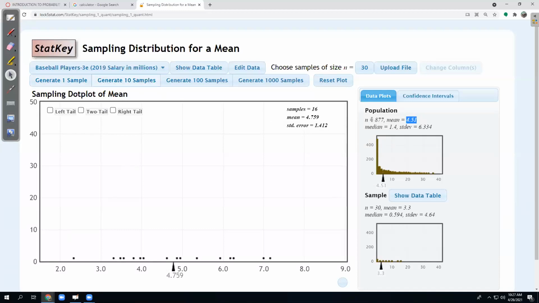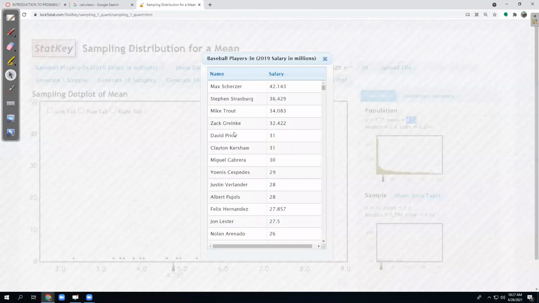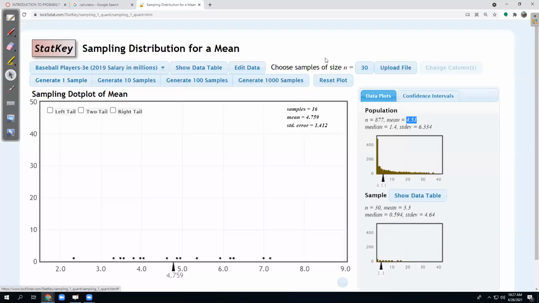So it went out and grabbed 10 different samples of size 30 from the original list of 877 people. It calculated the mean of every one of them and plotted the means here. So now I'm up to 16 samples. I could do 100 of them. So now I have 116 different samples.